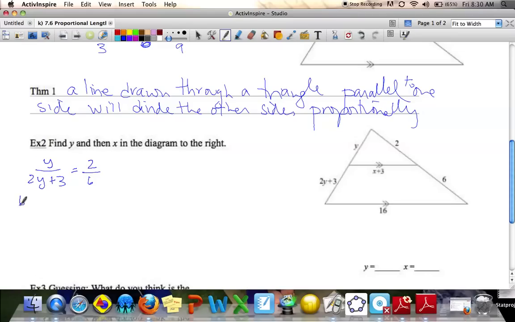So we're going to get 6y, cross multiplying, is 2 times 2y plus 3. Don't skip this step. And then we distribute the 2 to get 4y plus 6. Subtract 4y from both sides. We get 2y equals 6, or y equals 3.